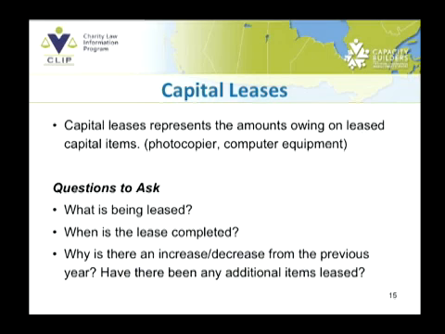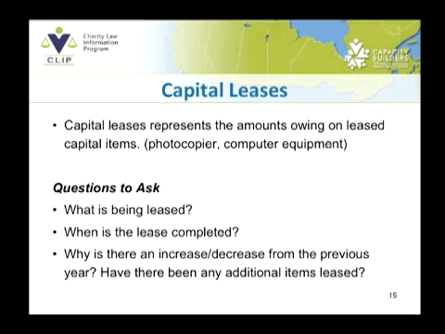Capital leases, I talked about this a minute ago. This is amounts owed on leased capital items. Photocopier is probably the most common one. Most people are leasing their photocopiers. It's usually like a 5-year lease, something like that. So that money that's owed, it's obviously for more than 1 year. So the portion that you owe that's like from years 2 to 5, that's a long-term liability.